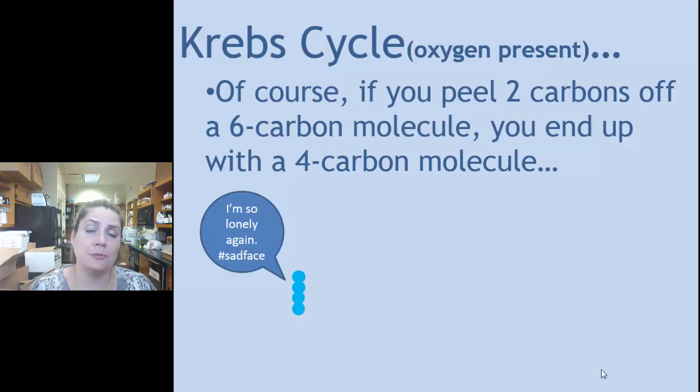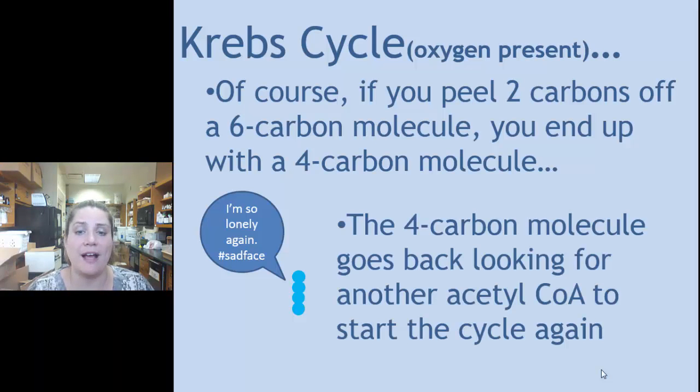But now he's really lonely and has to go back into that cycle looking for another acetyl-CoA to start the cycle all over again. So this molecule is just going to continue doing this where it goes and grabs onto an acetyl-CoA, becomes this 6-carbon molecule, bloop, bloop, and then comes back around and then grabs another one and bloop, bloop, and comes back around, bloop, bloop. And this is all just happening in that mitochondrial matrix.